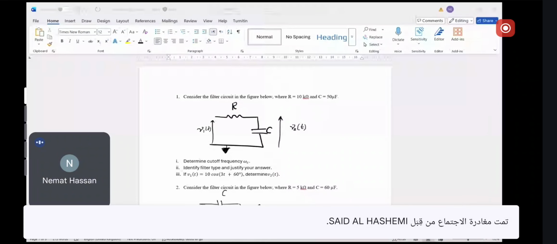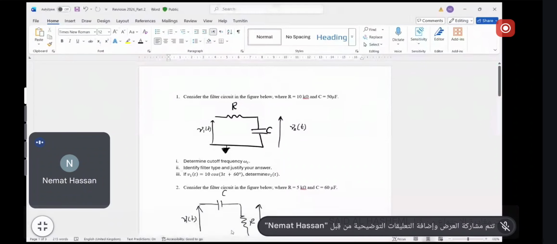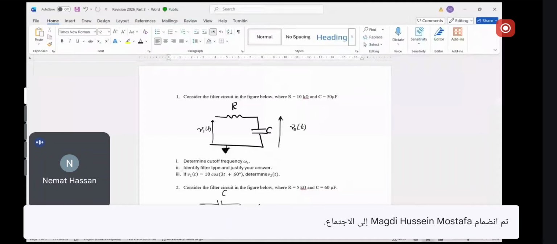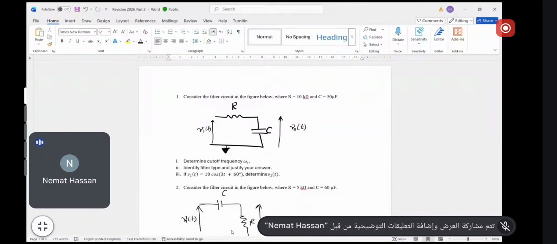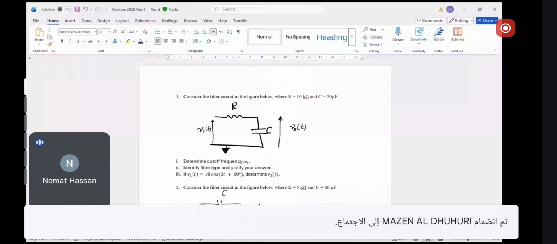Okay, assalamu alaikum everyone. Welcome to our second and last revision part. Today we're going to cover the concept of filter circuits and Fourier theory, including the Fourier series and Fourier transform, okay? So as usual, I will start to give you examples. I'll show you the solution. If you have any question, feel free to stop me and ask about it, okay? I'll try to put my answer in as many steps as possible so it will be clear for you.